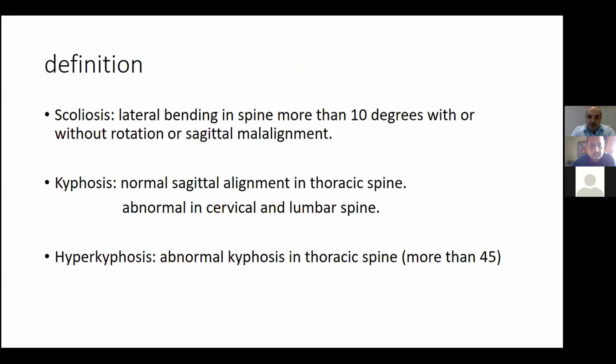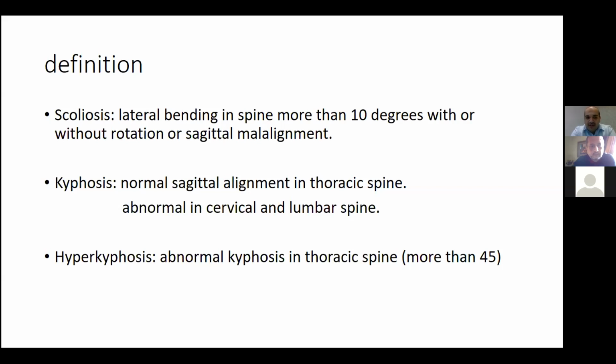So these are the definitions that I would like to go through before going through the deformities. If we are talking about scoliosis, in the past it was only lateral bending. Now we know that lateral bending is not the only deformity. Always look at the alignment and look at the rotation. So if we have a lateral bending in the spine of more than 10 degrees, this is the definition of scoliosis, but pay attention to the rotation and sagittal malalignment. Sometimes it is associated with hypo- or hyperkyphosis.